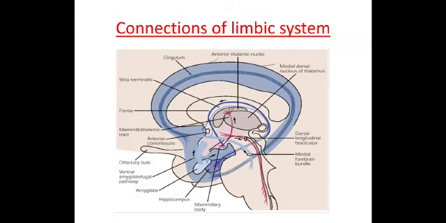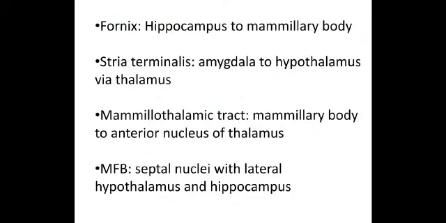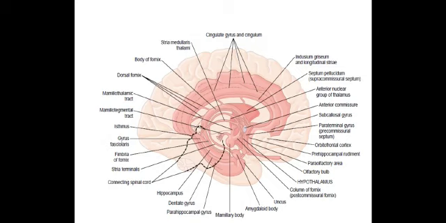So you can see how the mammillothalamic tract, the anterior nucleus of the thalamus, and in turn the cingulate gyrus can be excited by the corticothalamocortical circuit. So fornix goes from hippocampus to the mammillary body. The stria terminalis has connections from the amygdala to hypothalamus, the mammillary body to the anterior nucleus of thalamus, the median forebrain bundle, which is the septal nuclei with the lateral hypothalamus and hippocampus. These are the afferents. So it's a two-way communication with the cerebral cortex and the limbic cortex.